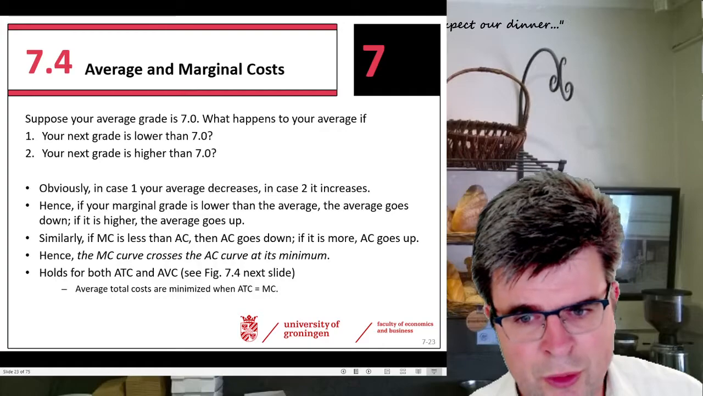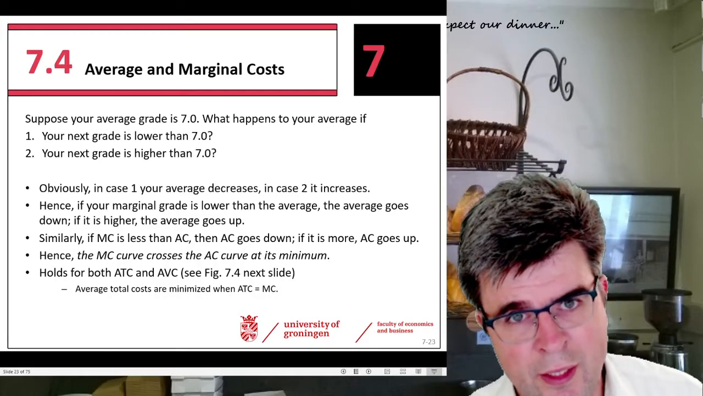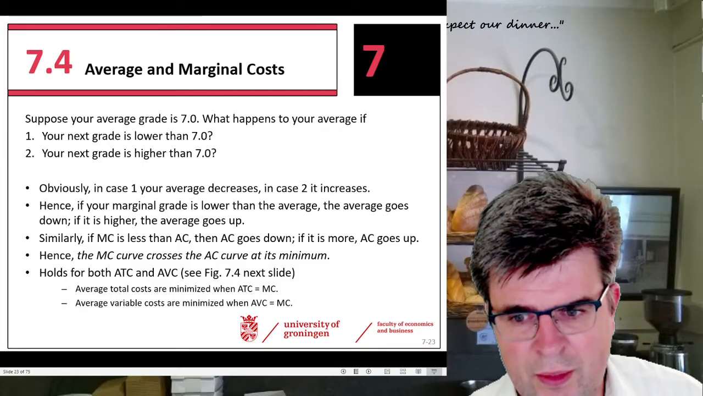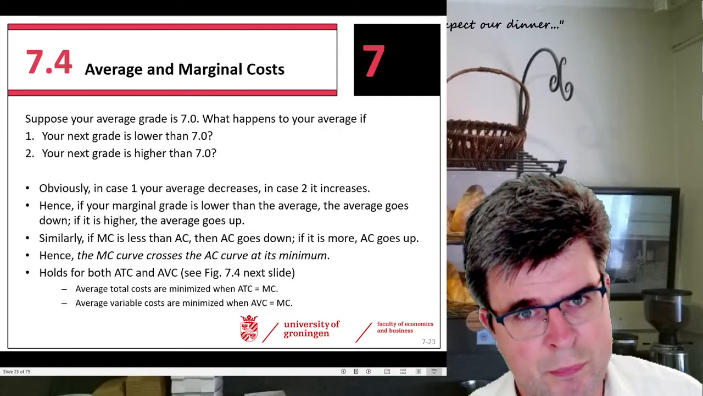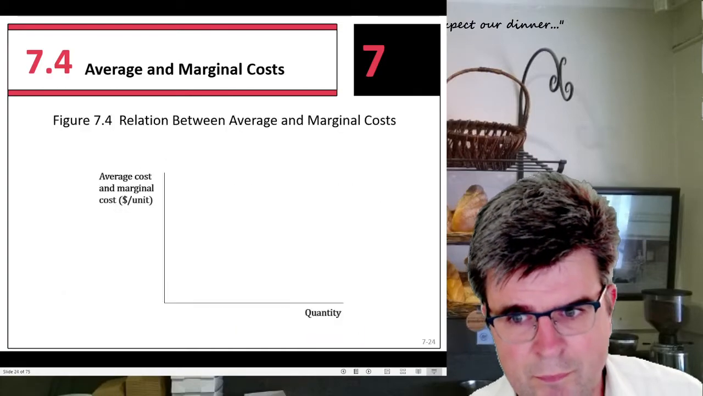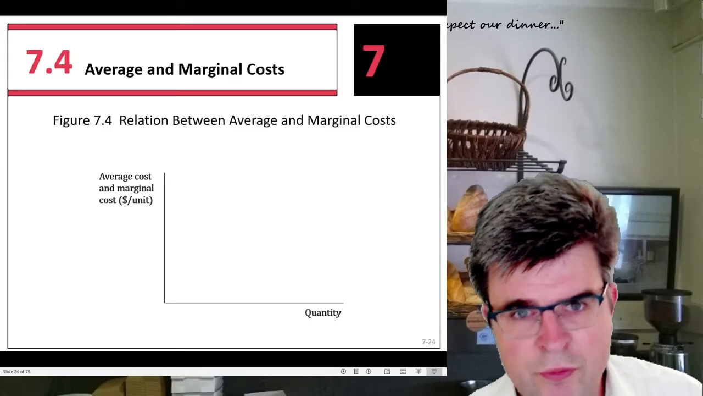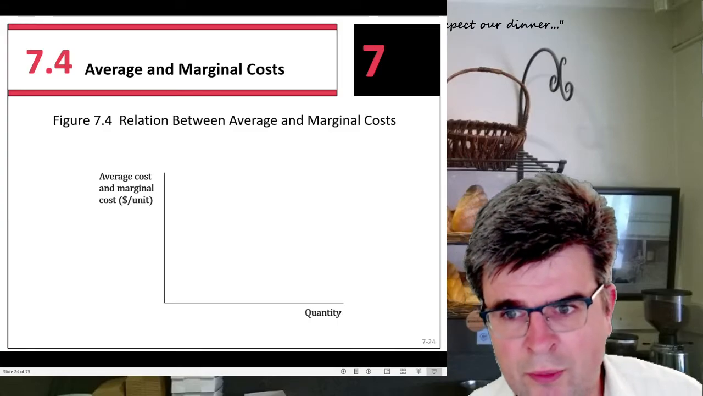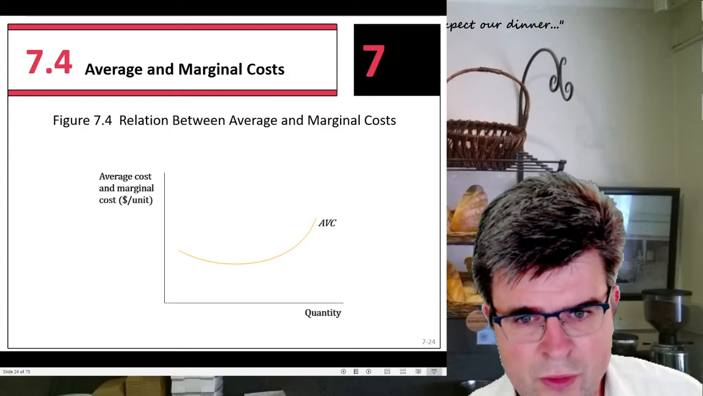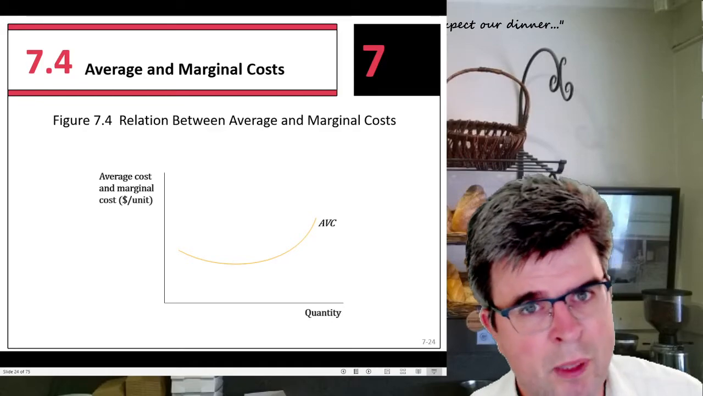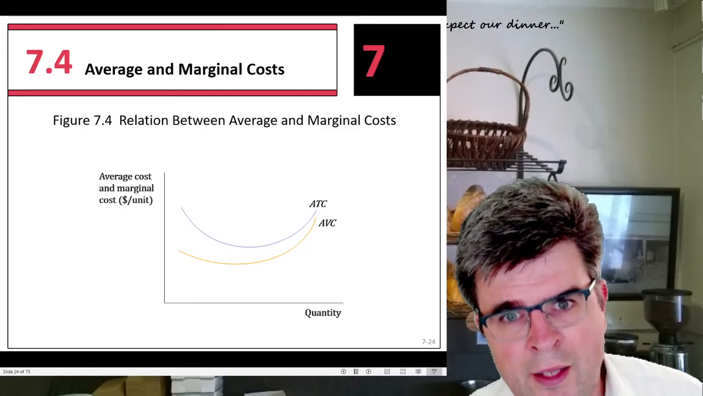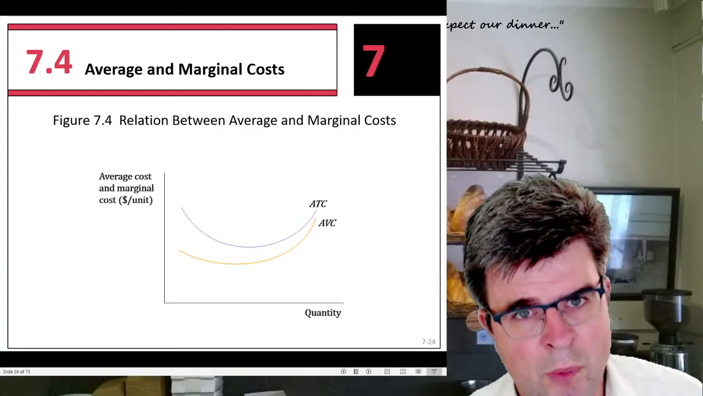So the average total cost is minimized when the average total cost is equal to the marginal cost. And the average variable cost is minimized when the average variable cost intersects with the marginal cost curve. Now in pictures, to get a feel for this, we have quantity again on the x-axis and the average cost and the marginal cost on the y-axis. The average variable cost is depicted by the yellow line, the average total cost by the blue line, and now we will add the marginal cost function.